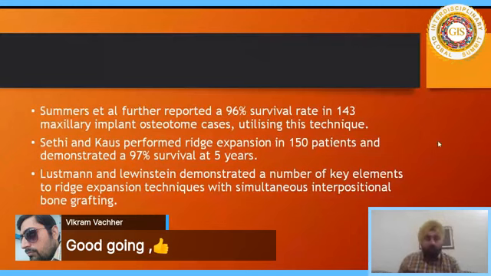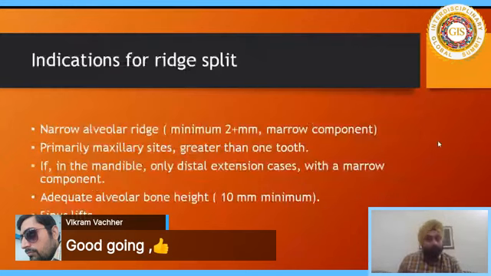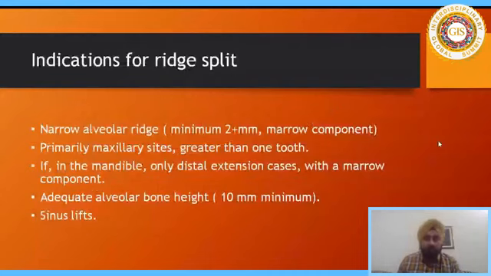The indications for ridge split are a narrow alveolar ridge, which has to be minimum 2 plus mm and has to have a marrow component. Primarily, it is indicated for maxillary sites and for greater than one tooth. In the mandible, only in distal extension cases we do a ridge split, and that too, the bone has to have a narrow component. Adequate alveolar bone height, it has to be 10 mm minimum. In sinus cases also we can do a ridge split.